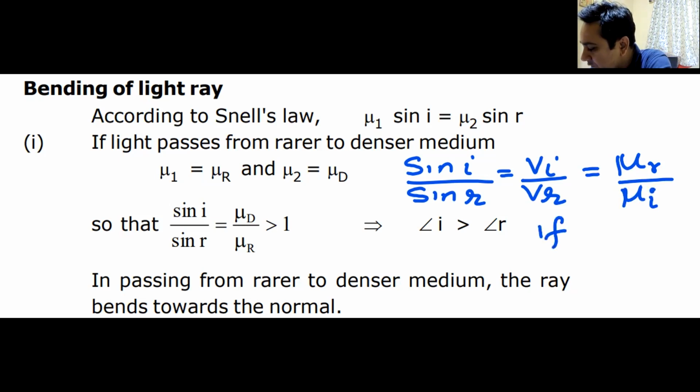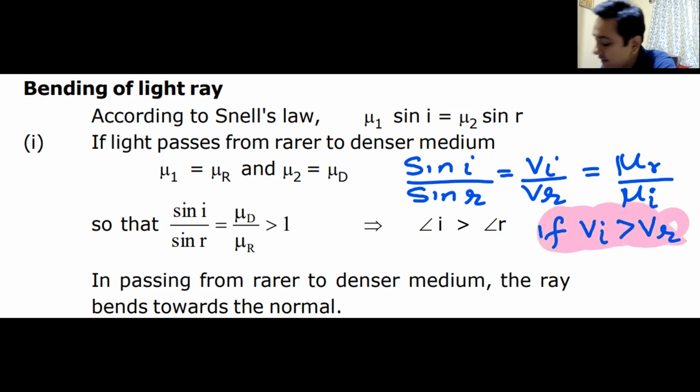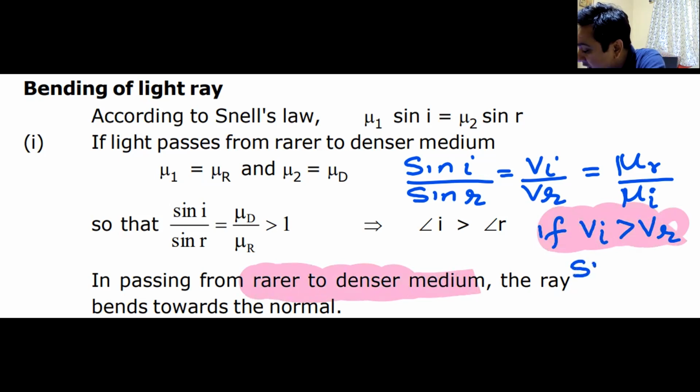Then, sir, see, if v of i is greater than v of r, that means speed of light in the incident medium is more than the speed of light in the second medium, the refracted medium. That means light is going from rarer medium to denser medium. Do we understand this? Yes, sir. If speed of light in i is more, the light is going from rarer to denser medium, then what will happen? Sine of i will be greater than sine of r, or i will be greater than r.